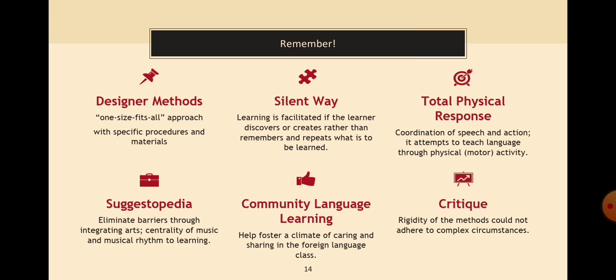Suggestopedia: eliminate barriers through integrating arts, with the centrality of music and musical rhythm to learning. And last, we have Community Language Learning, which helps foster a climate of caring and sharing in the foreign language class. And the critic: the rigidity of the methods could not adhere to complex circumstances.